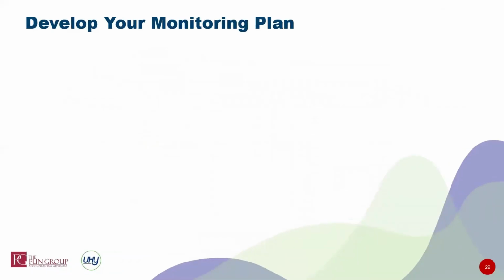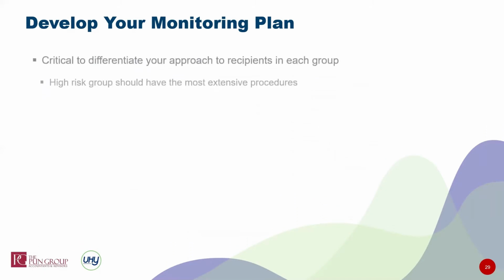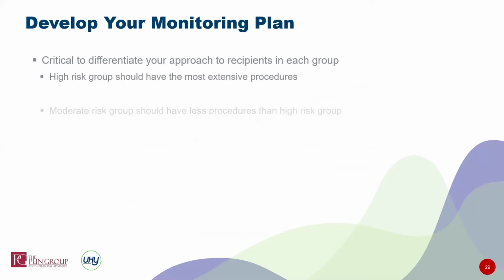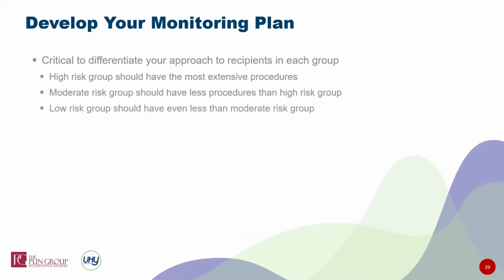So last is developing your monitoring plan. Essentially, it's really critical for you to differentiate your approach to each group because it can be costly to monitor the same across your sub-recipients. And so really breaking these into a high or a moderate or low risk group is important from a cost benefit perspective. And really the key is to differentiate the extent of monitoring at each of those risk rated groups.